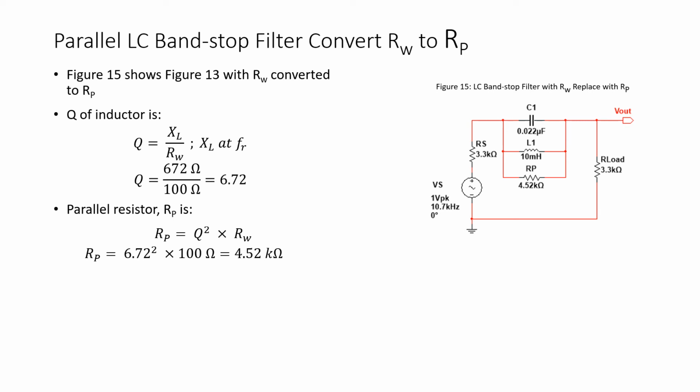So as we did with the band pass filter, we first have to calculate the quality factor of the inductor, which is X sub L divided by RW. Again, X sub L is calculated at resonance, which gives us a Q factor for the inductor of 6.72. And the parallel resistor equals Q squared times RW, which gives us a parallel resistor value of 4.52 kiloohms. And the equivalent circuit again is shown in figure 15.